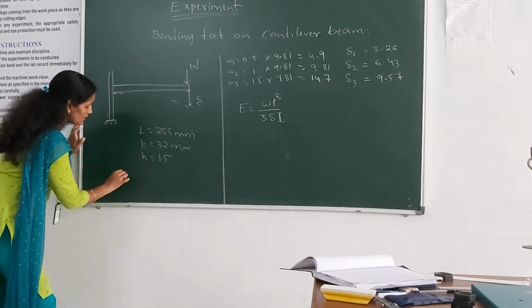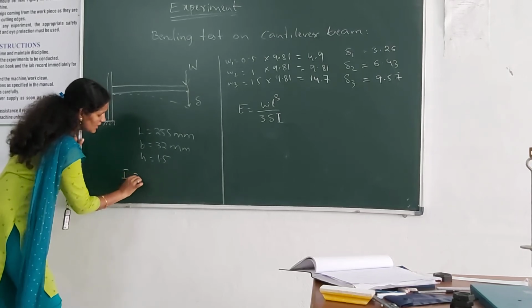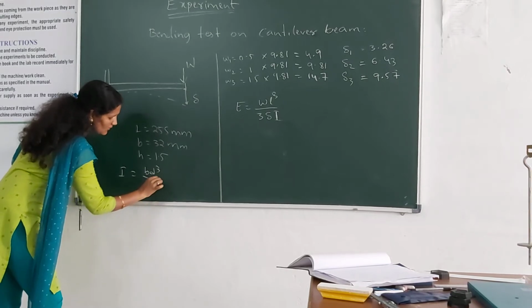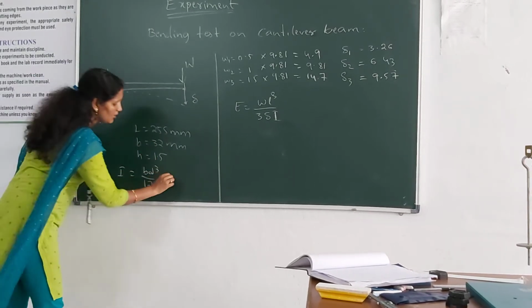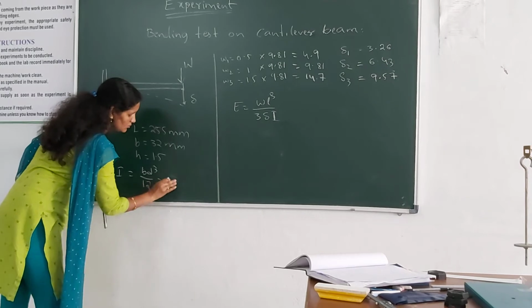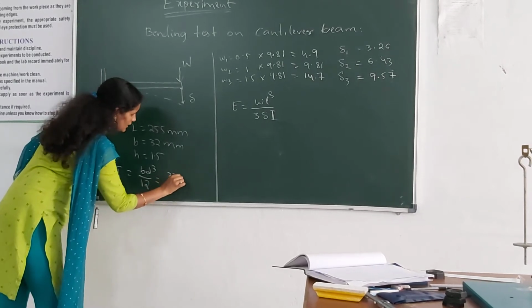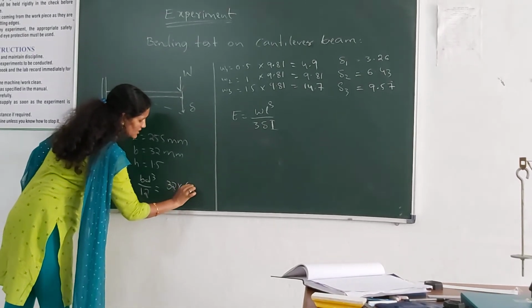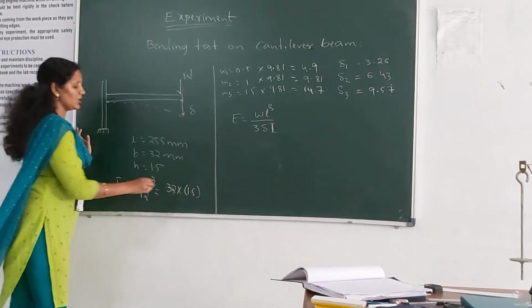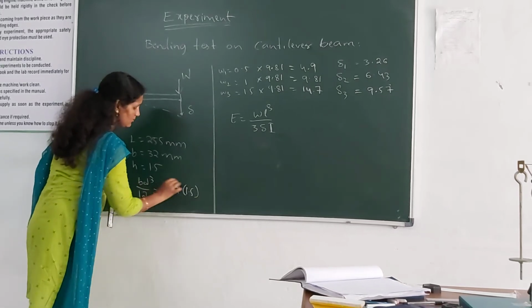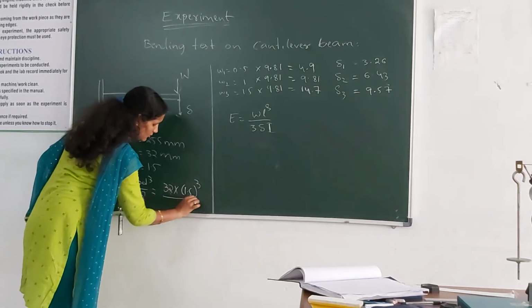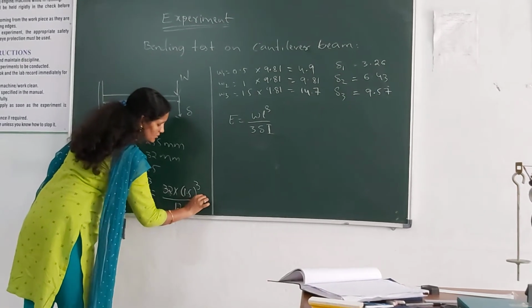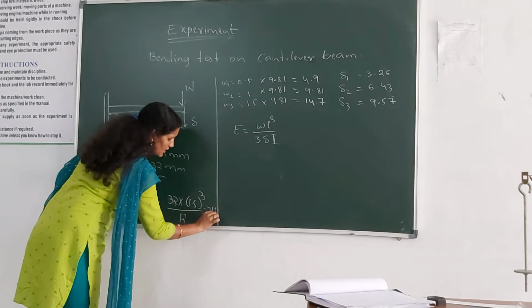The formula for moment of inertia is I is equal to BD cube by 12. So what is the value of B here? 32. 32 into what is D? 1.5. D is the depth of the beam, or thickness of the beam, and BD cube divided by 12. So the value is 71.17.